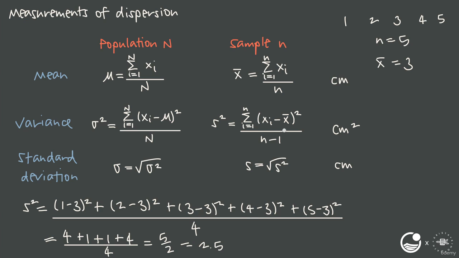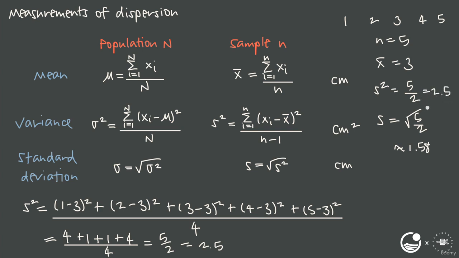And then if we wanted to find standard deviation, all we have to do is take the square root of that value. So if sample variance is 5 halves, then sample standard deviation is the square root of 5 halves, and that value is approximately equal to 1.58.